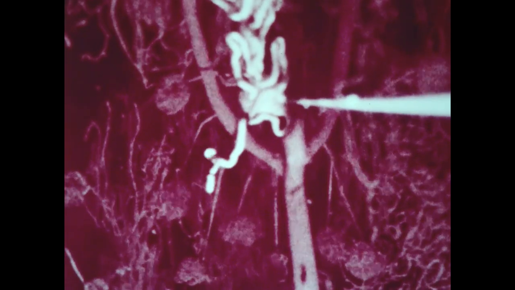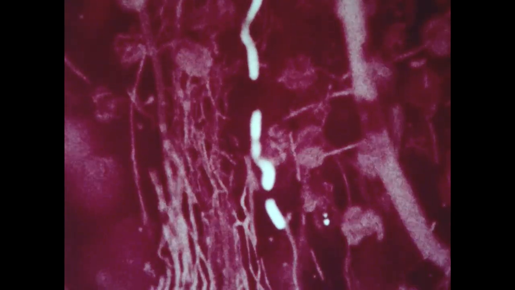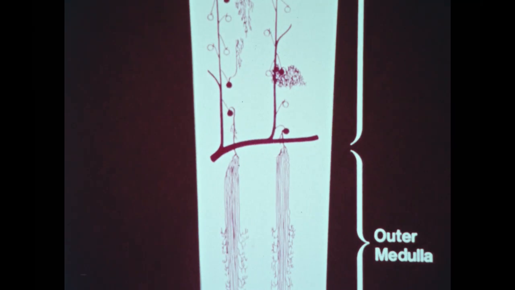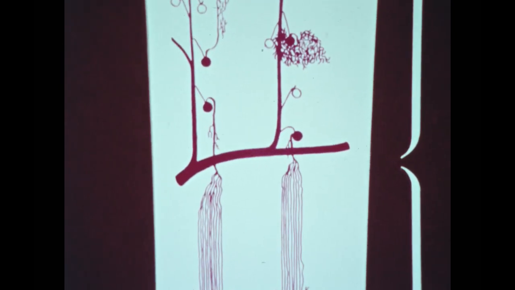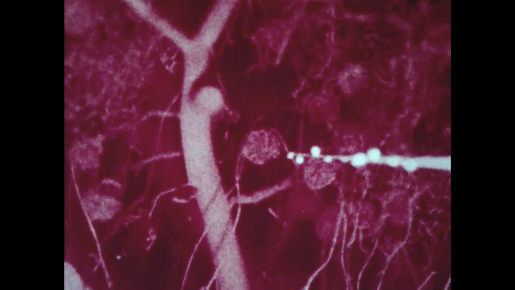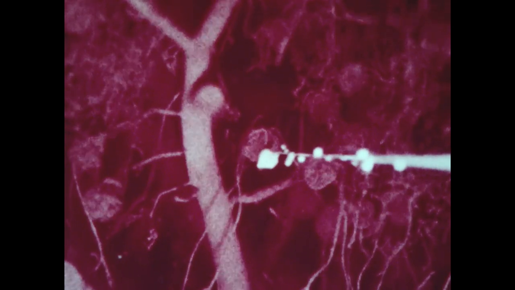The pars recta extends downward through the inner cortex. Intercortical efferents form the vascular bundles of the outer medulla. The efferent of this glomerulus extends downward to form such a bundle.